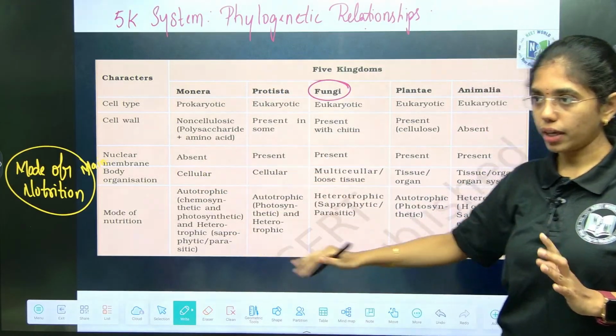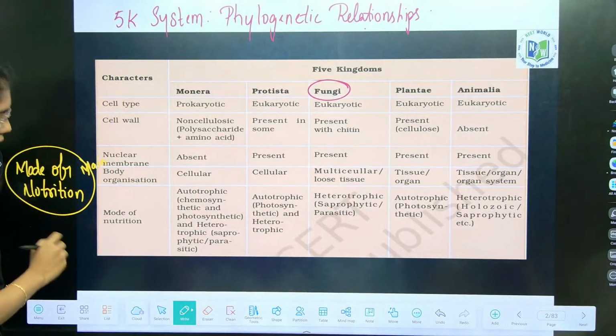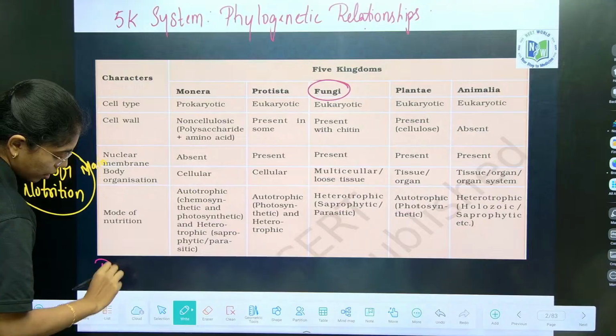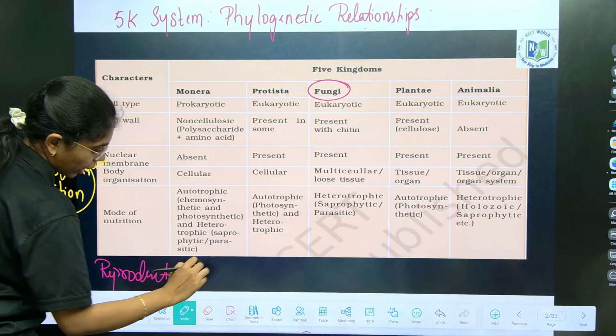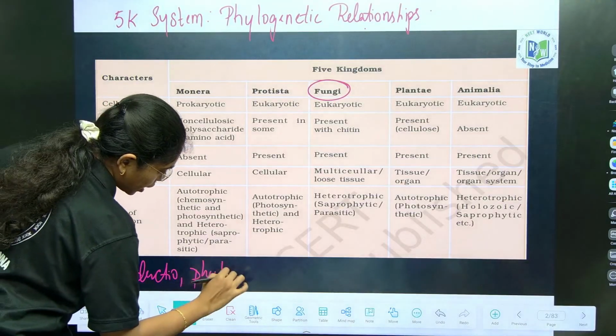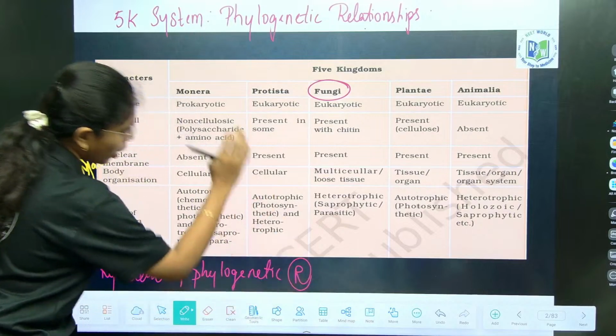Amongst those 5, reproduction and phylogenetic relationships are not given in this table.